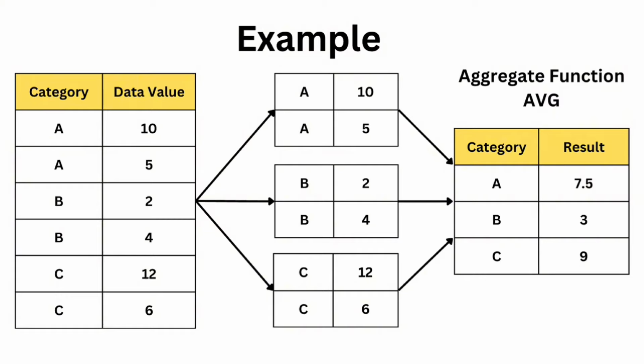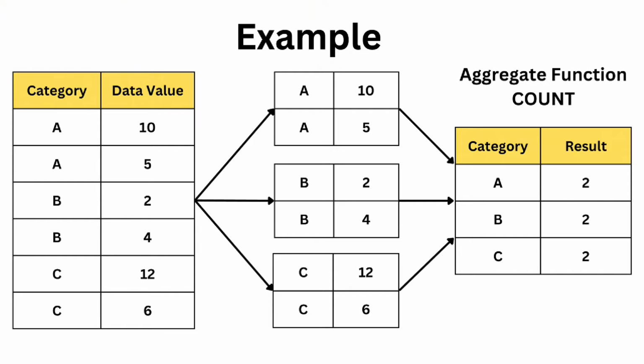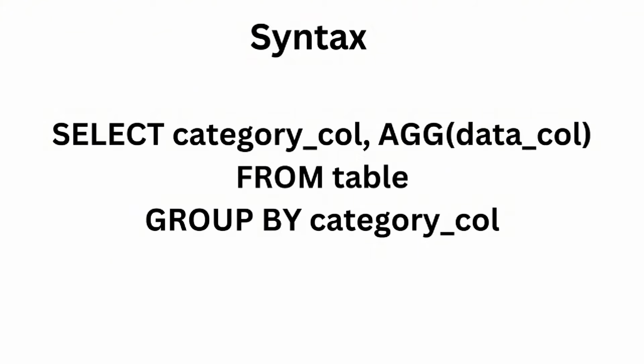For example, we could take the average data value per category: 7.5, 3, and 9. We can even do something like a count per category. In this case, there were 2 rows per category, so they're all the same: 2, 2, and 2. So let's actually explore the general syntax.